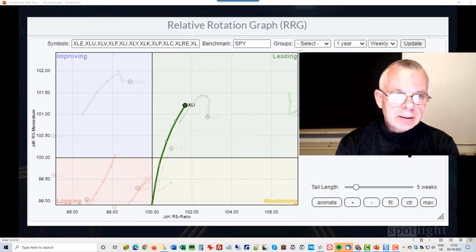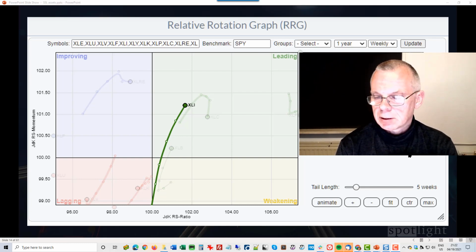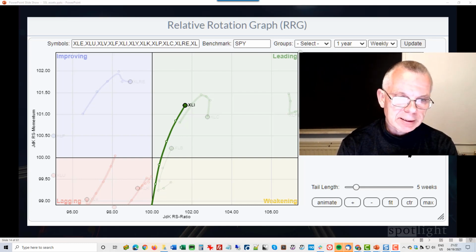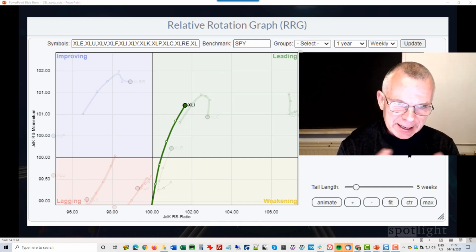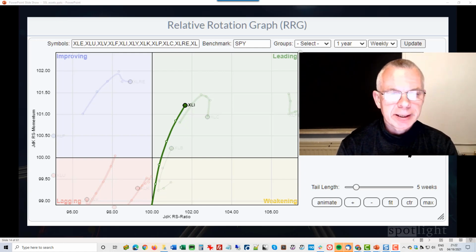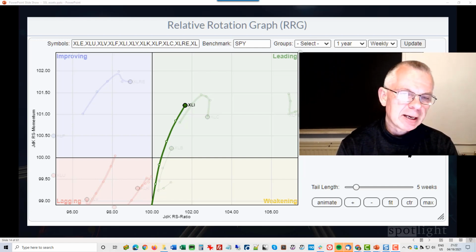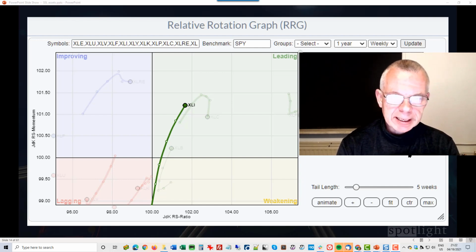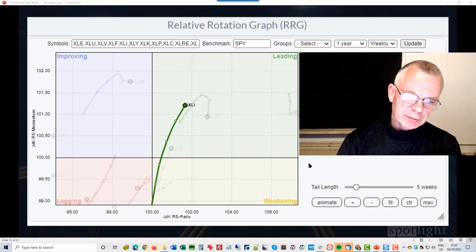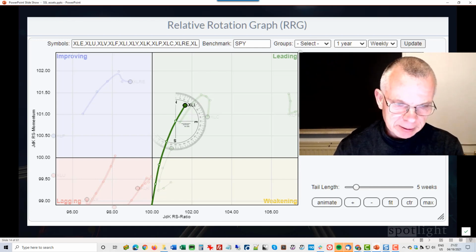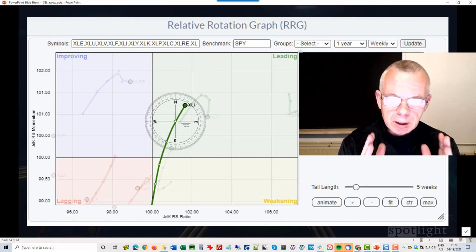And the third element on the tails where we can get information is what we call the heading, so the direction in which that tail is traveling. This is a snapshot of the RRG, and I've highlighted the industrials sector here, the tail of the industrial sector, and the heading or the direction is measured or taken using a compass.